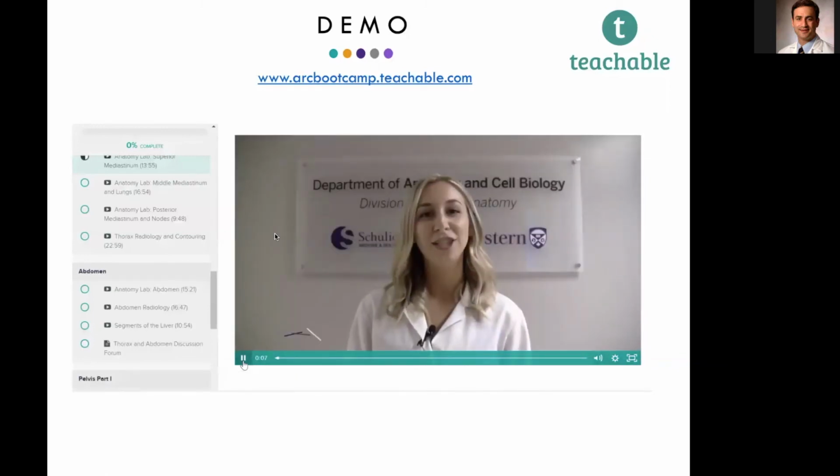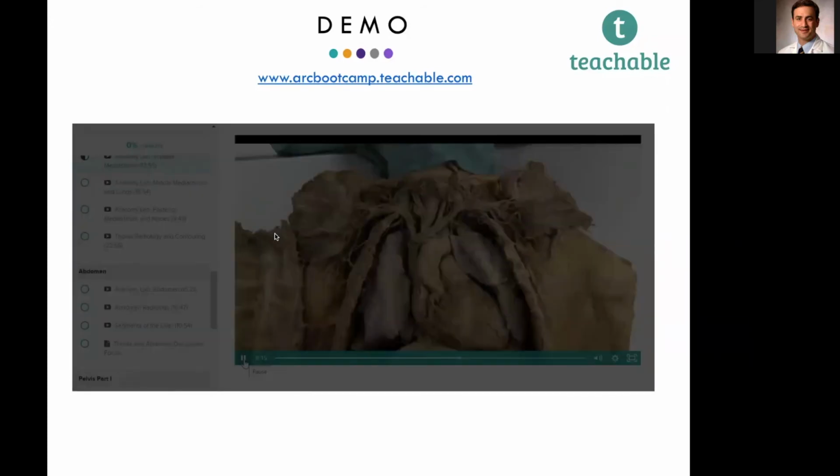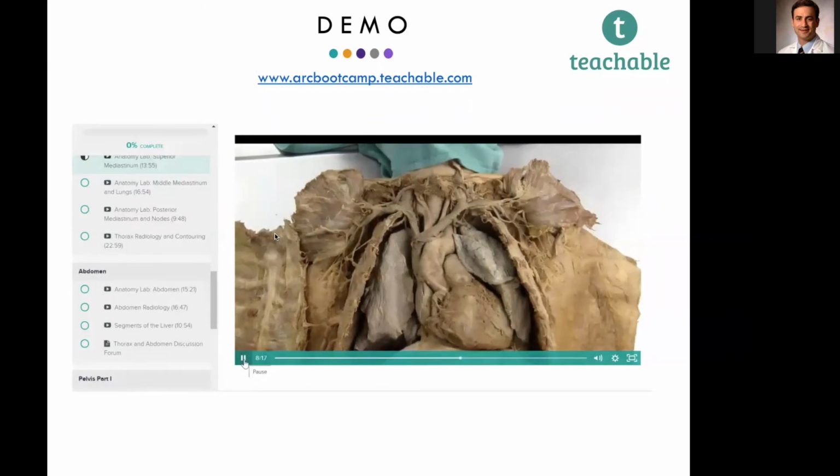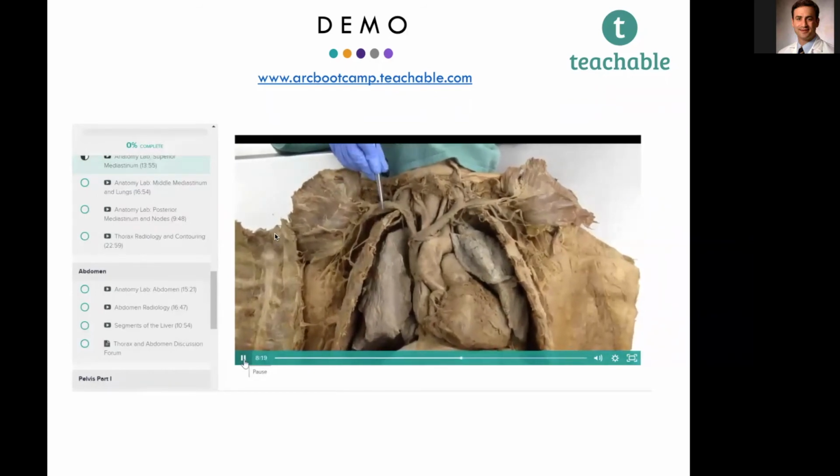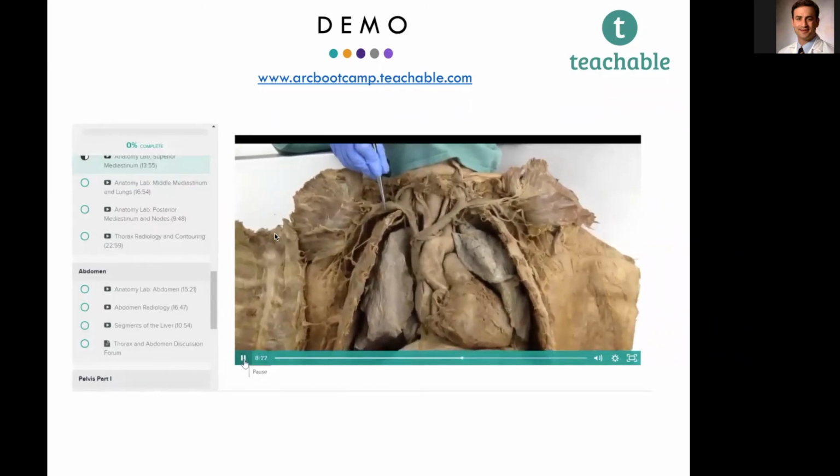Hi everyone. During this session, we will focus on the superior mediastinum of the thorax. We are going to begin on the right side of the specimen, looking at the right subclavian vein, which drains blood from the upper limb.